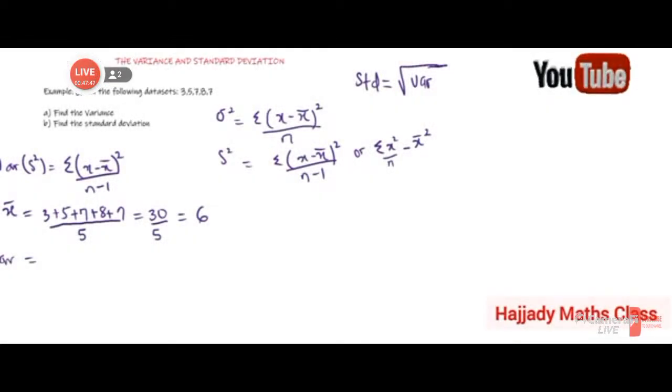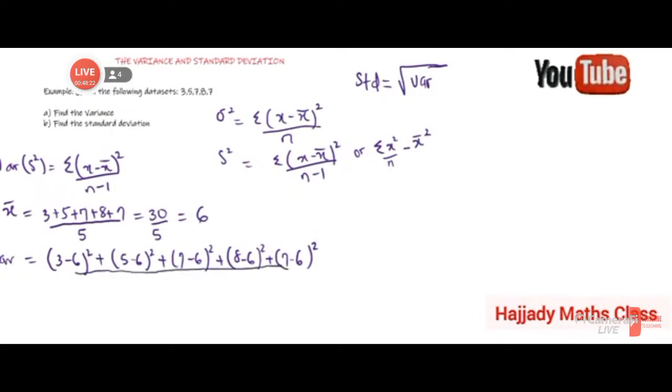So here we are going to have the first observation, which is 3 minus 6 all squared, plus the next observation, which is 5 minus 6 all squared, plus the third observation, 7 minus 6 all squared, plus the fourth one, 8 minus 6 all squared, plus the last one, which is 7 minus 6 all squared. Okay, we are dividing everything by our n, which is 5.